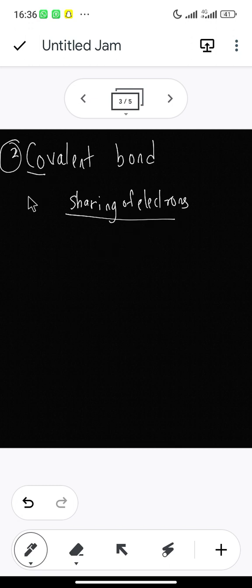Now, from the word co, you share equally. You understand? It just involves sharing of electrons equally between two atoms. So we're going to take an example as hydrogen. So we have the hydrogen molecule.